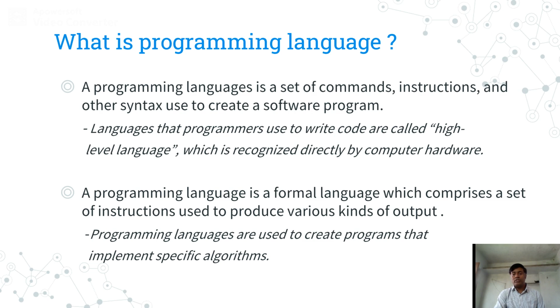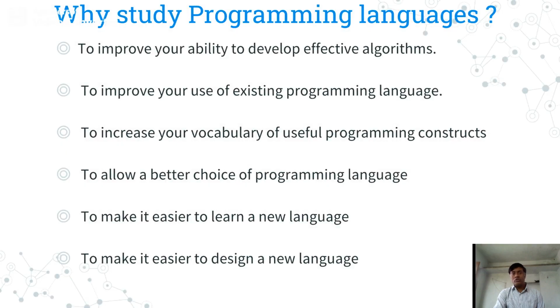A programming language is a formal language which comprises a set of instructions used to produce various kinds of output. So programming languages are used to create programs that implement a specific algorithm. So the next question, why study programming languages? There are six primary reasons to study programming languages.